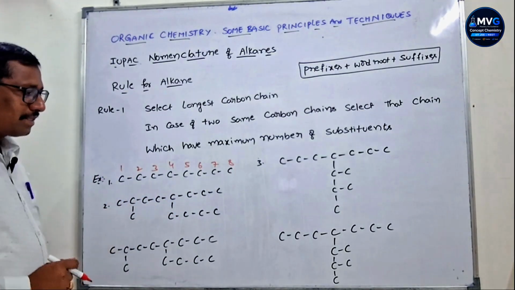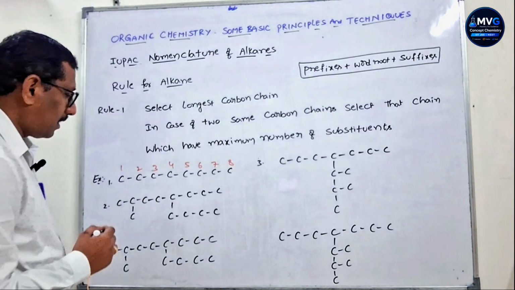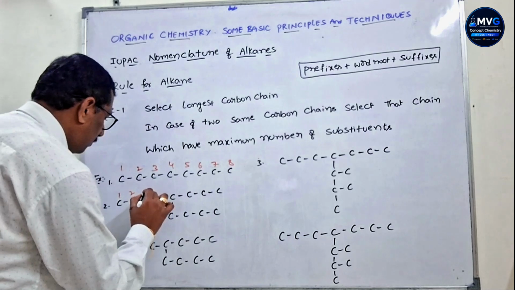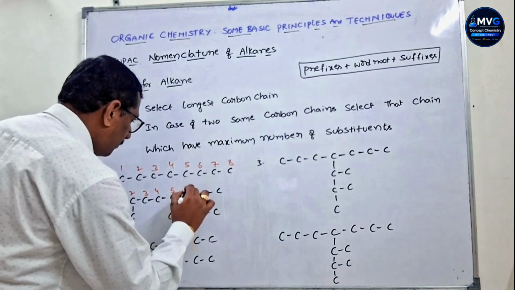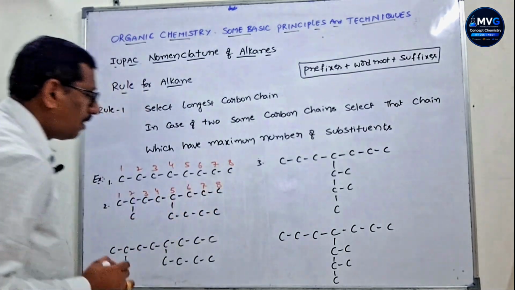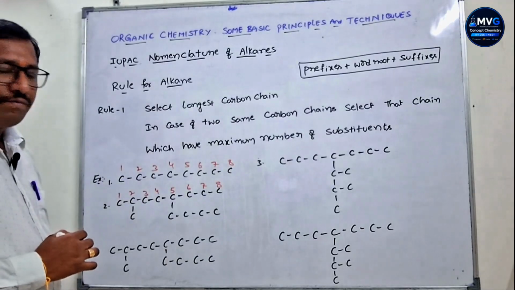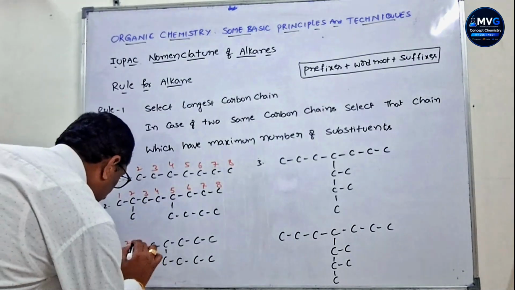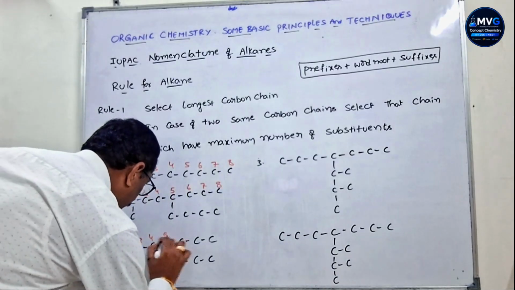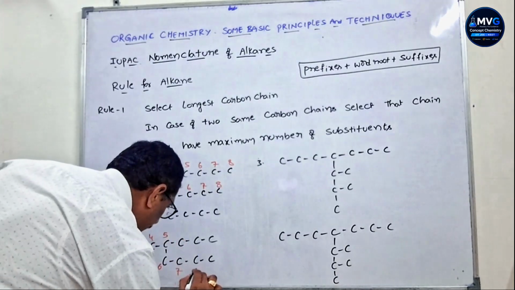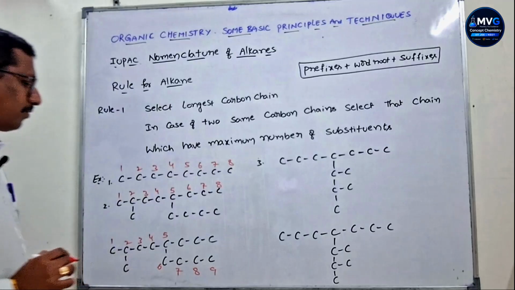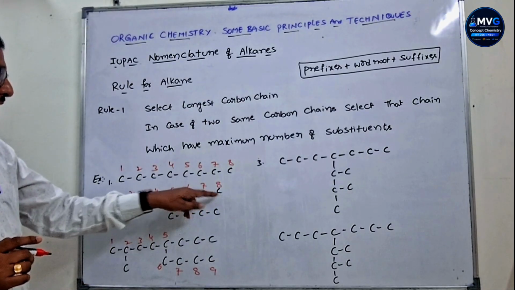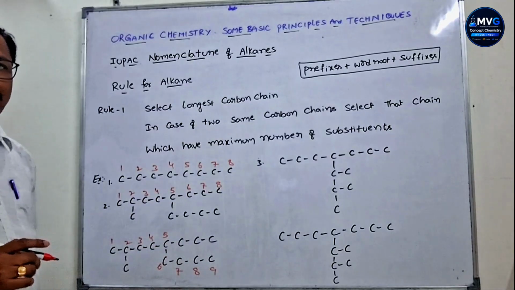Suppose, students, in example 2, here two cases are there. We can select the longest carbon chain like this: 1, 2, 3, 4, 5, 6, 7, 8. If you go in the straight line, we are getting 8 carbons. Suppose if you go in this direction, 1, 2, 3, 4, 5, 6, 7, 8, 9 carbon atoms we are getting, students. So here in one direction we are getting 8 carbon atoms, and in this direction we are getting 9 carbon atoms.